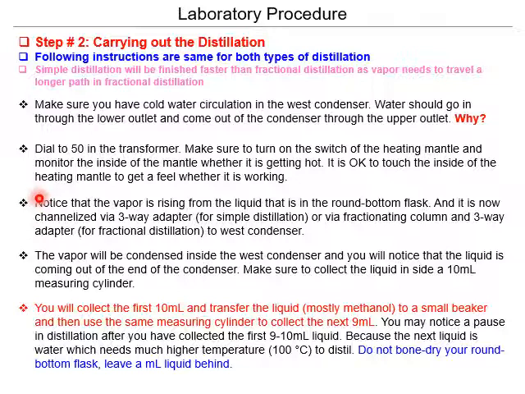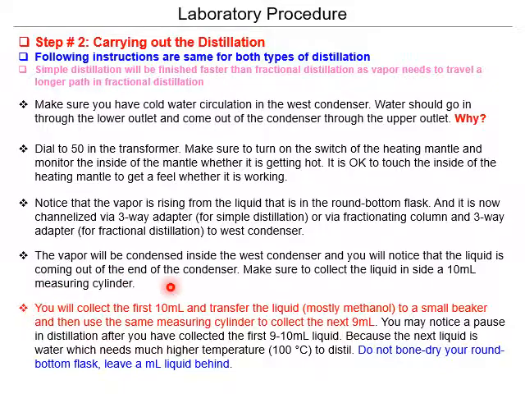Notice that the vapor is rising from the liquid that is in the round bottom flask, and it is now channeled via the three-way adapter. You would see the vapors touching the glass and then rising, and then touching and then rising. That way you see that it's working. The vapor will be condensed inside the condenser, and you will notice that the liquid is coming out of the end of the condenser. Make sure to collect the liquid in your collecting chamber.